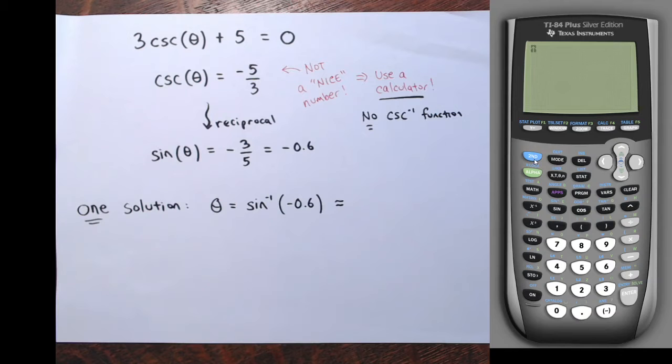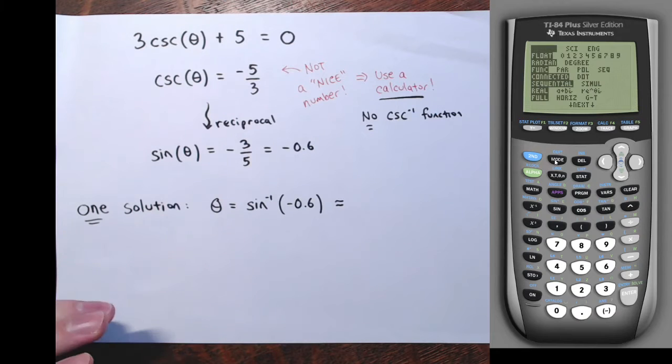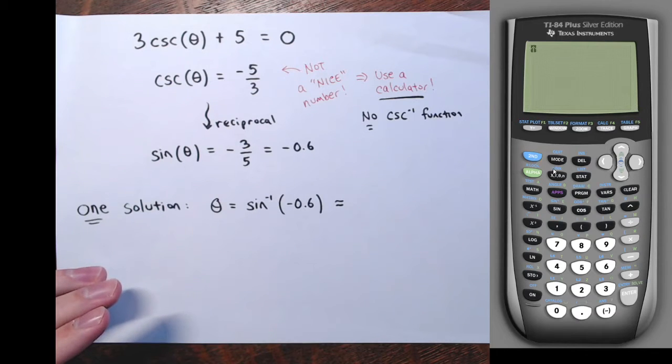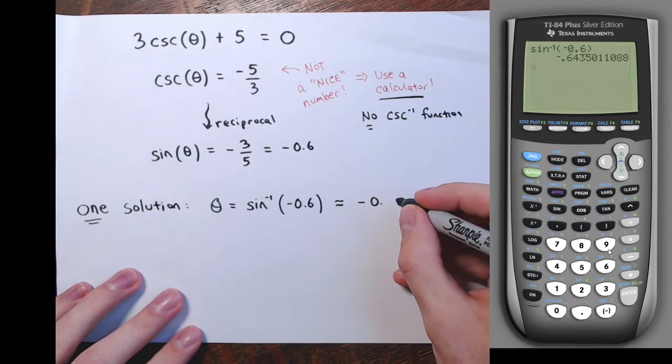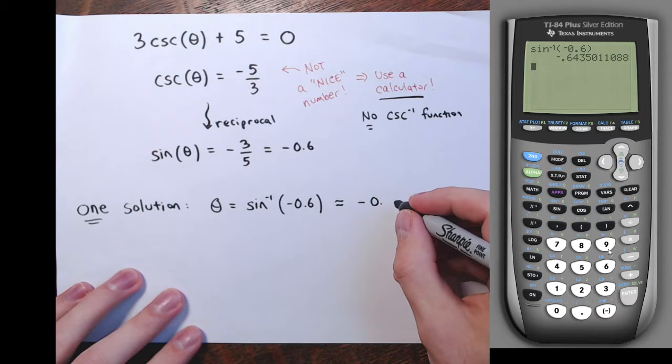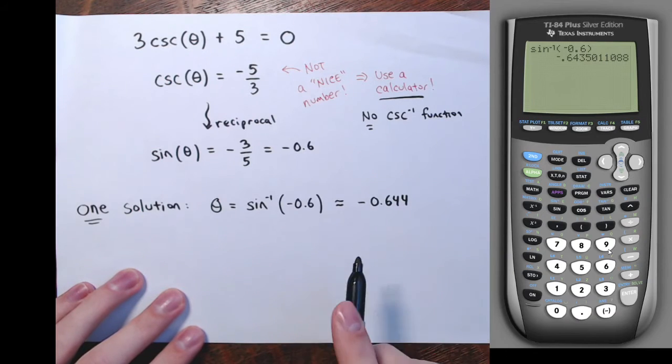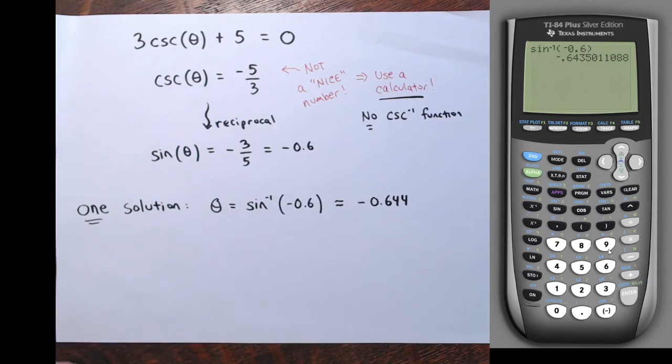So I'm in radian mode, right? They gave us the range from 0 to 2 pi, so they're going to want answers in radians. So make sure you're in radians. And the inverse sine of negative 3/5, negative 0.6, is approximately negative 0.644 radians, right? Remember, this is an angle measure. Remember, all the inverse trig functions result in angle measures.